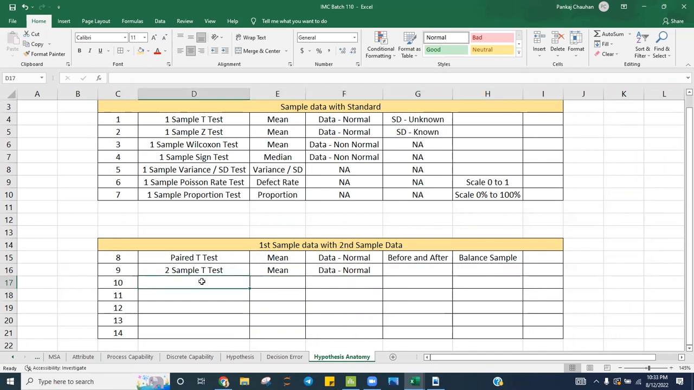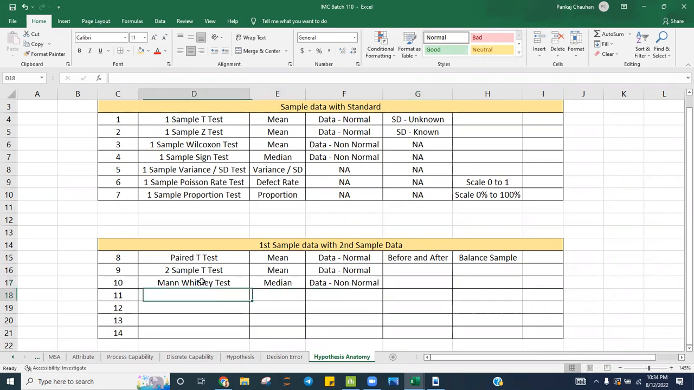There is another test called the Mann-Whitney test. We perform it when we are comparing the median of the data, and whenever you compare the median, it means the data is not normally distributed. Before and after, equal, unequal, it doesn't matter here, not applicable.